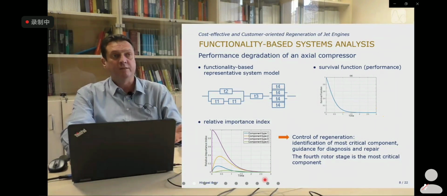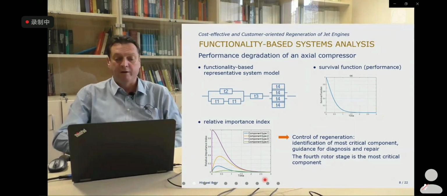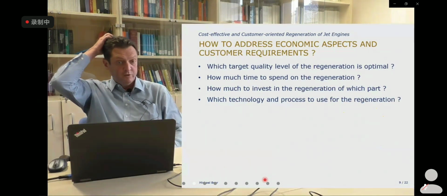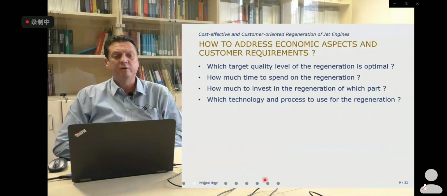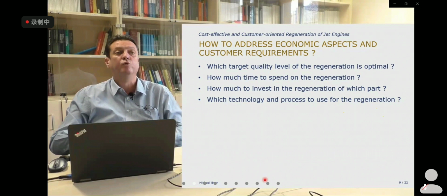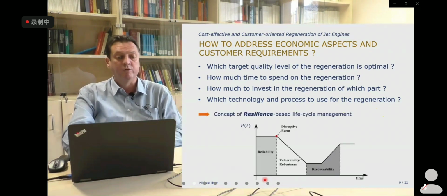Now this is a complicated decision-making process because we have different options for this repair and maintenance in order to reach a certain level of quality. So the key questions we have to answer in this regard is: which target quality level of the regeneration is optimal? How much time should we spend on the regeneration? How much should we invest on which part to repair it? And which technology and process should we use to repair our engine? So these are the key questions we have to answer on site.